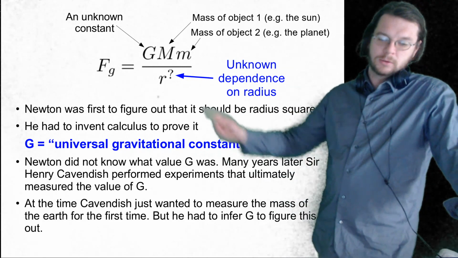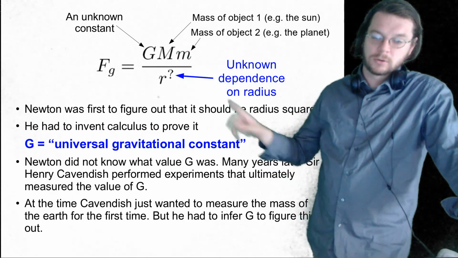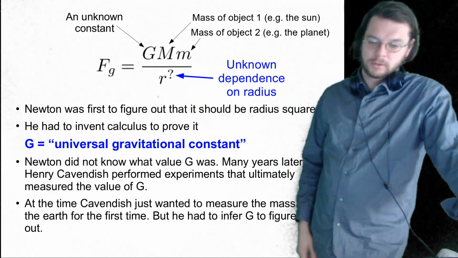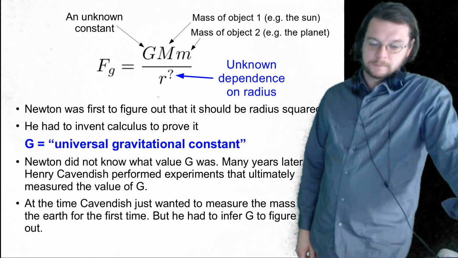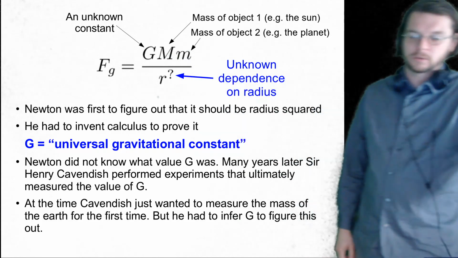What's interesting is that Newton had no idea what G was, and he had no idea what the mass of the Earth was. He just knew that there's some force that depends on distance. He certainly appreciated that those are quantities he'd like to know, but he just didn't know what they were.